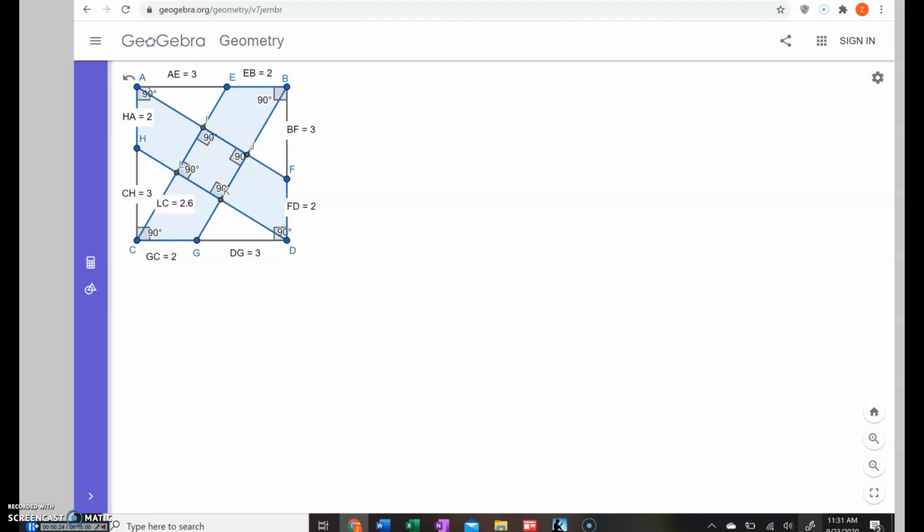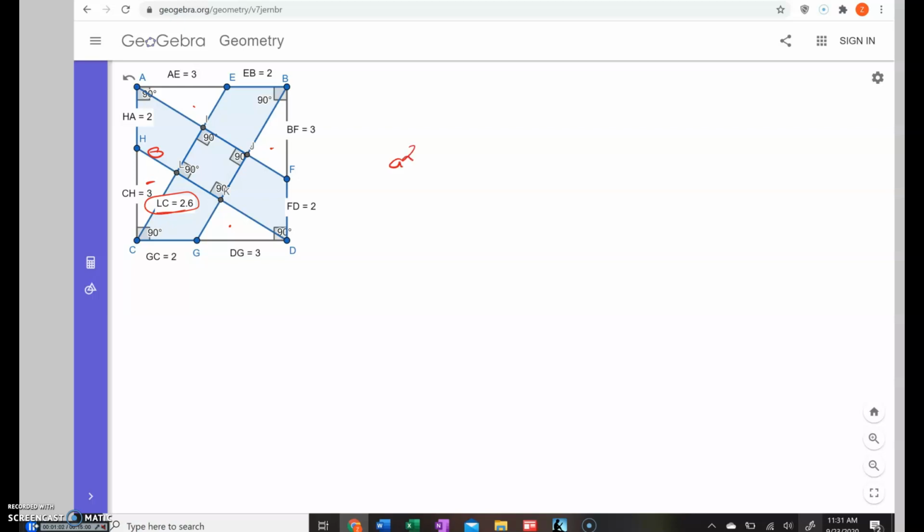Okay, and then what I did is I decided to find the area of the shaded region. I think the easiest way to do it will be to take the total area of this square, which is 25, because 5 by 5 for a square, and then subtract the area of all these little white right triangles in here. So I found this distance by using the GeoGebra distance from one point to another, and then we'll find this one here.